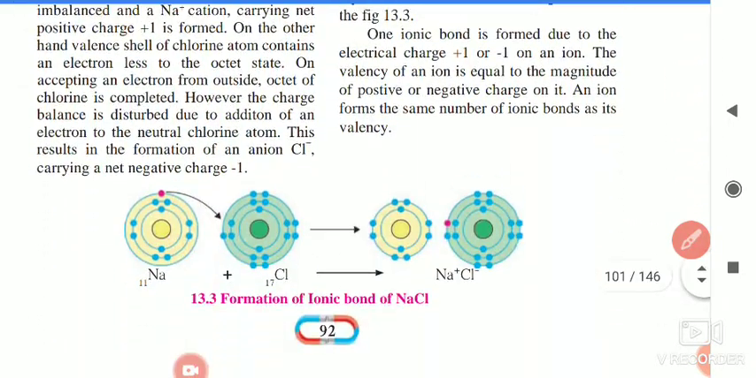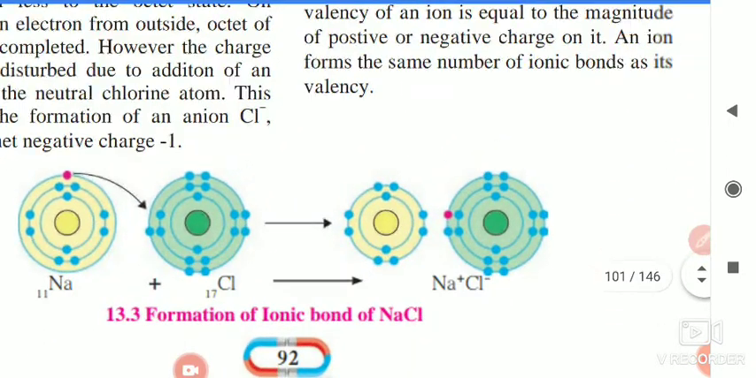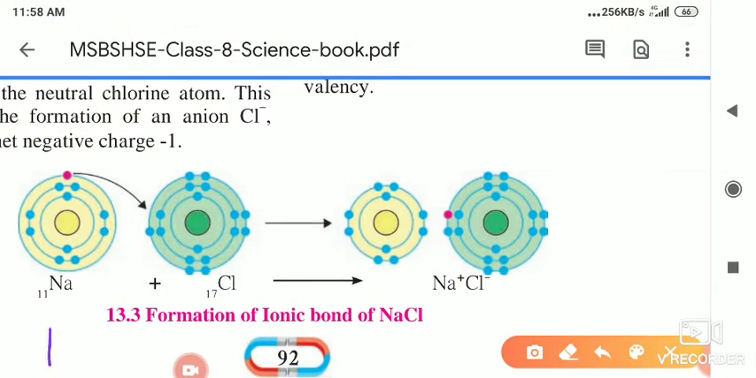For that I told you that sodium's atomic number is 11. So in the first orbit 2 electrons will enter. If you see here, it is the orbit and here 2 electrons are there, and in the second orbit 8 electrons are there, and at last 1 electron is present in the outermost orbit.